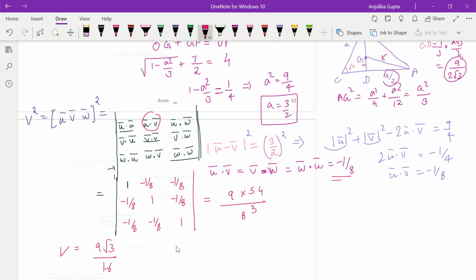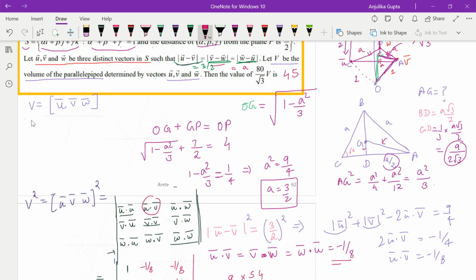Now, what are they asking? 80 over root 3 of V. How much is that? 80 over root 3, and V value we got to be this. So this is how much? This is 5. You end up getting 45. So little visualization and the volume formula should be known to us.